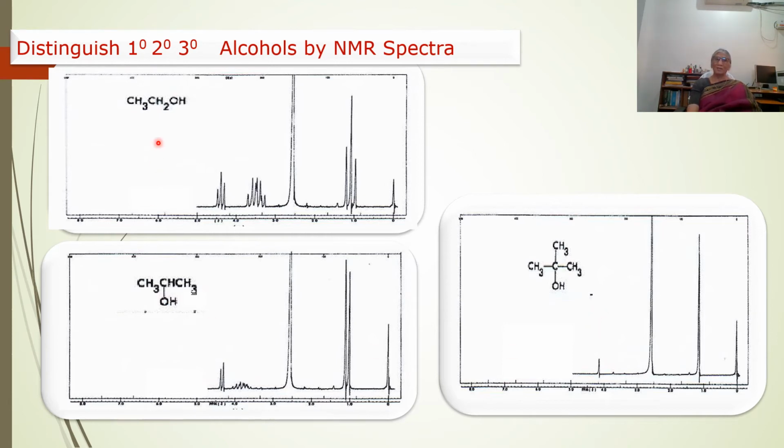So if the NMR spectrum shows a triplet for the hydroxyl proton, it is a primary alcohol. If the signal of the hydroxyl proton shows a doublet, it is a secondary alcohol. If the signal of the hydroxyl proton is a singlet, it means that it is a tertiary alcohol.